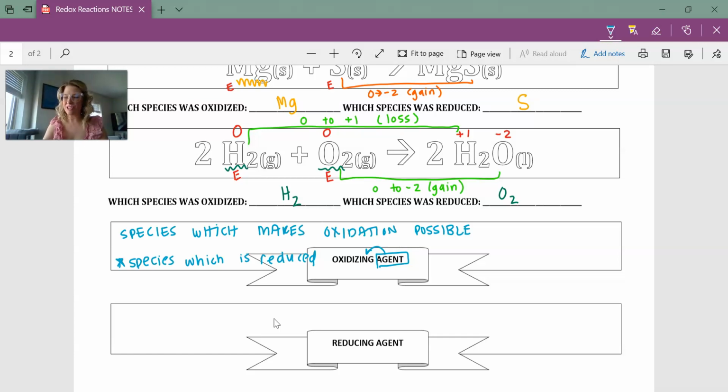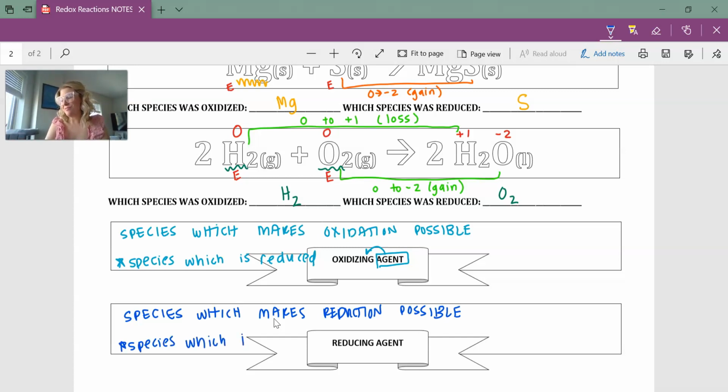So my oxygen is my oxidizing agent, where my hydrogen is being oxidized. Okay. From there, our reducing agent is the same idea, but opposite. So the species which makes reduction possible. Again, reduction, the gain of electrons, isn't possible without a species that's there to lose the electrons. And so therefore the species that is oxidized is our reducing agent.